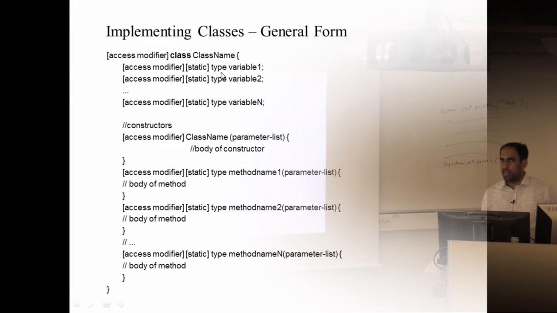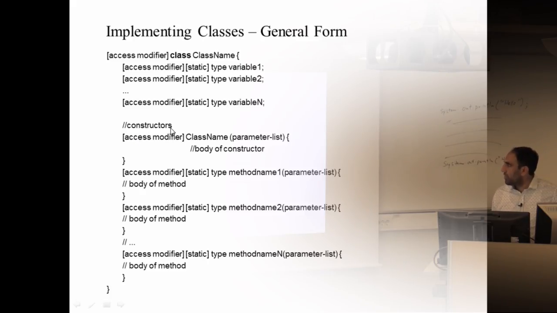The variables are the attributes of a class, and you can define any number of attributes for a class. Every attribute will have some type. It could be a primitive type or it might be a reference type. The reference types are usually defined using classes and interfaces. We will talk about interfaces later on.